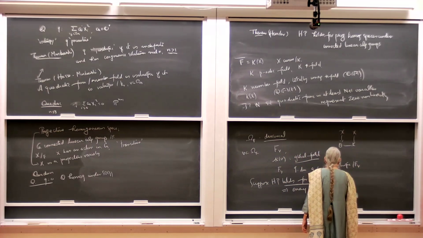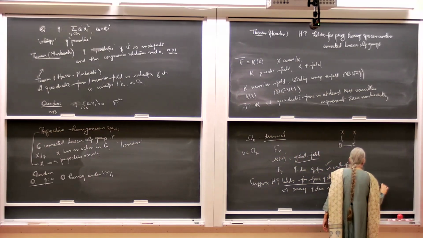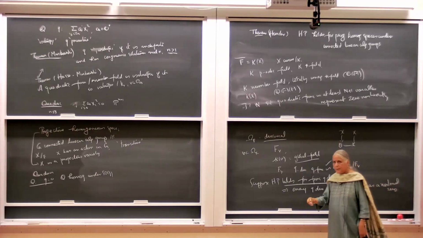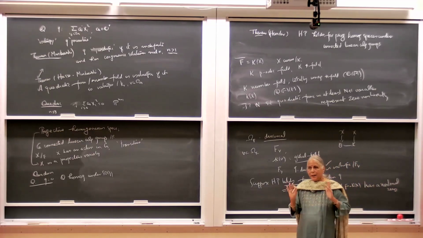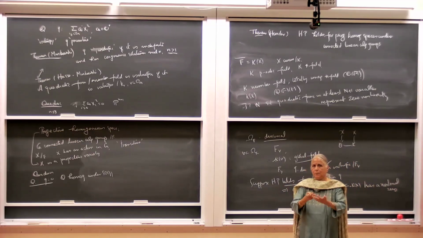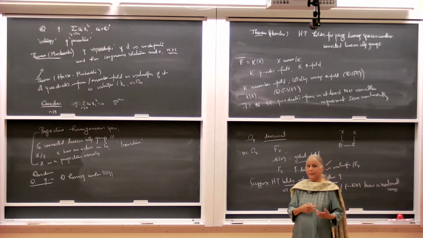Okay, if this happens, then this would imply that every 9-dimensional quadratic form over F, which is the function field K(x), has a non-trivial zero. Not only finiteness, but you will get that every 9-dimensional quadratic form over Q root minus 1 at p has a non-trivial zero.